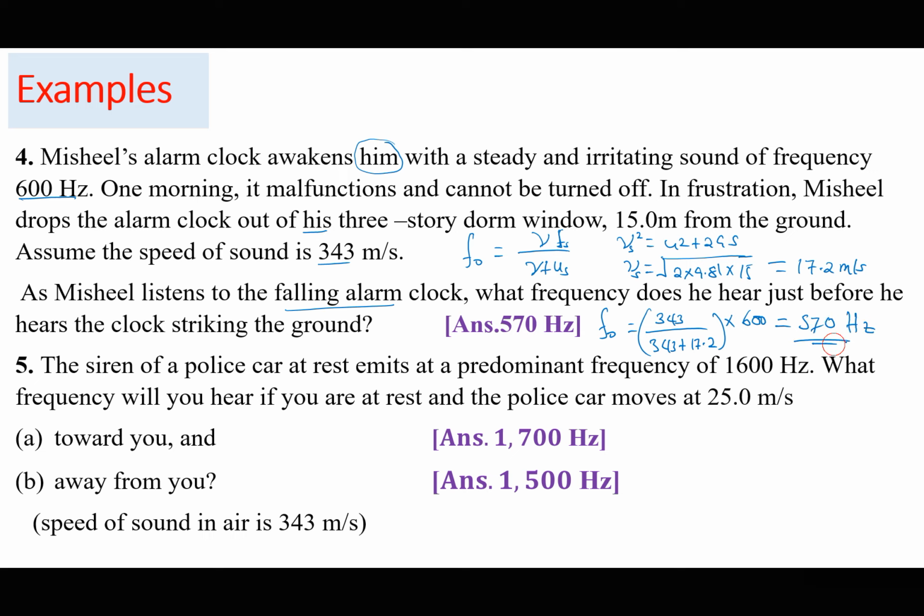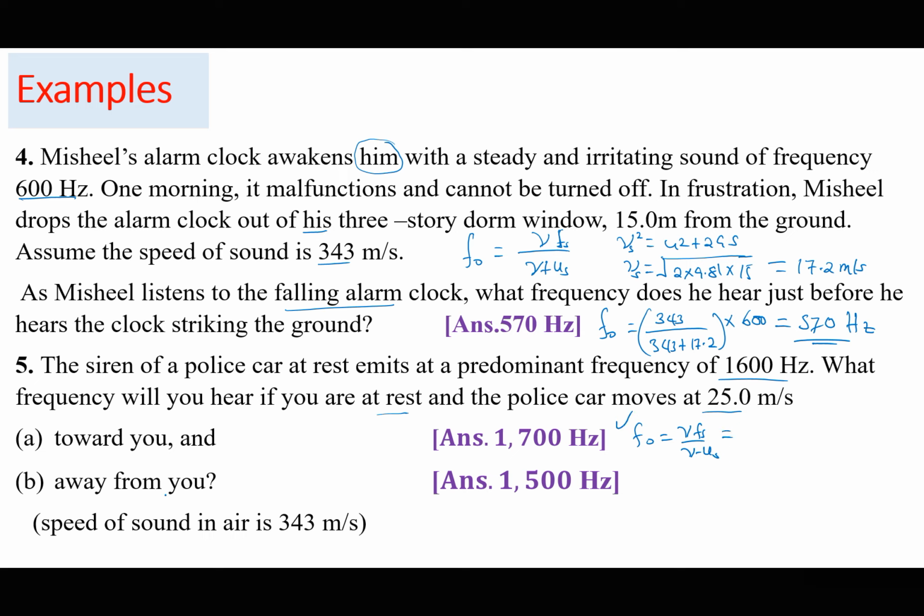You can also verify. The siren of a police car at rest emits a predominant frequency of 1600 hertz. What frequency will you hear if you are at rest and the police car moves at 25 meters per second towards you? So towards you, it is going to be F naught equals V Fs over V minus Us. You should substitute and see if you get this.